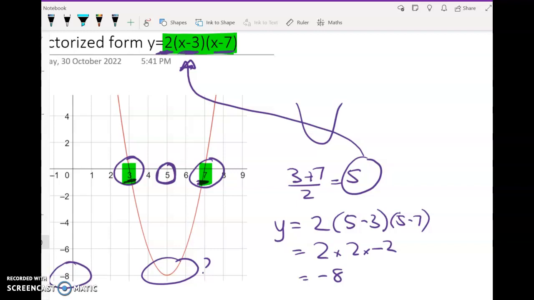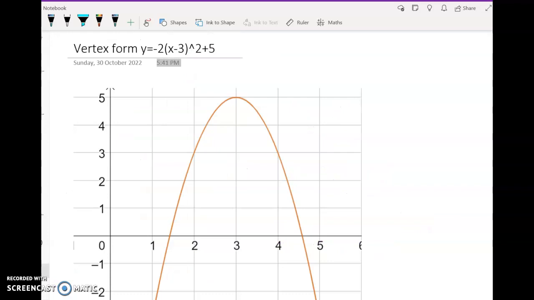Okay, the third one that I'm going to show you is vertex form, and in my experience this is the one that Year 11s like the least, but it comes up all the time, so we want to get really, really comfortable with it. So this graph is y is equal to -2 times x minus 3 squared plus 5.